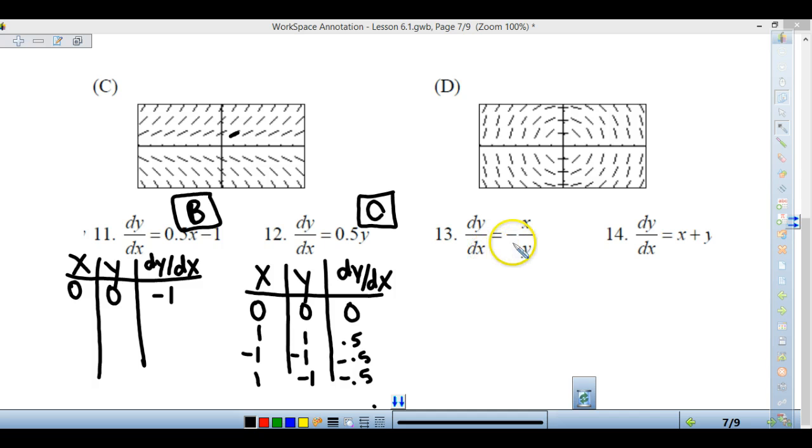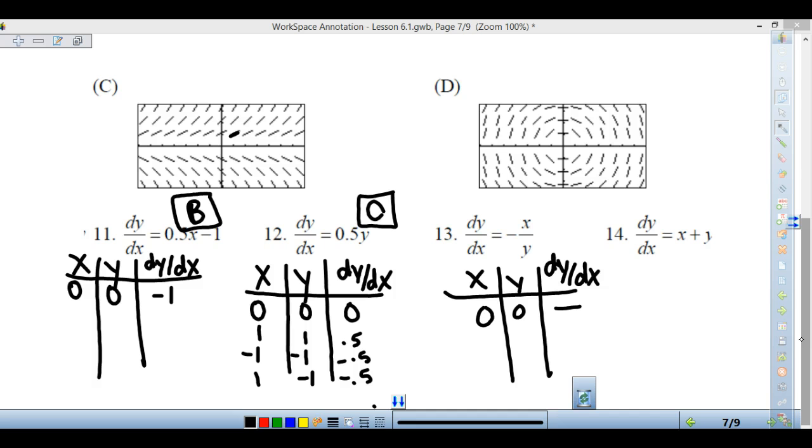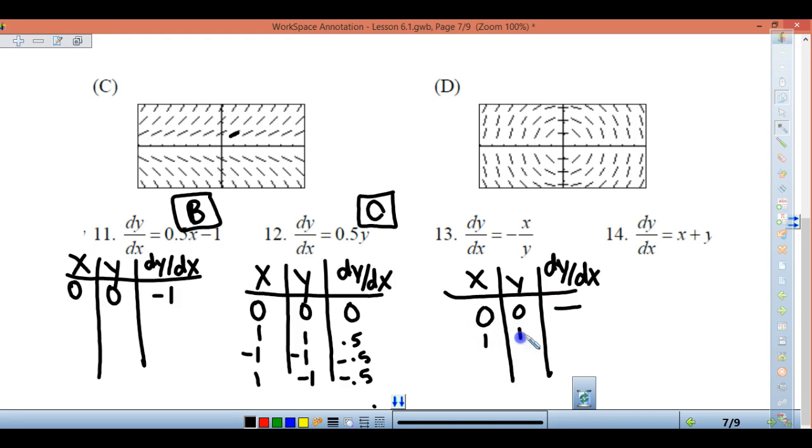Okay, so I have dy/dx equals -x over y. Again, I just make a table. If I start with 0, 0, I can't divide by 0, so I can't take the derivative at 0. If we plug in 1, 1, I'd get a slope of -1. If I plug in -1, -1, a -1 divided by a -1, and the opposite of that would still be -1. If I were to plug in 1, -1, I would get a slope of 1. So let's take a look. A and D are my options.